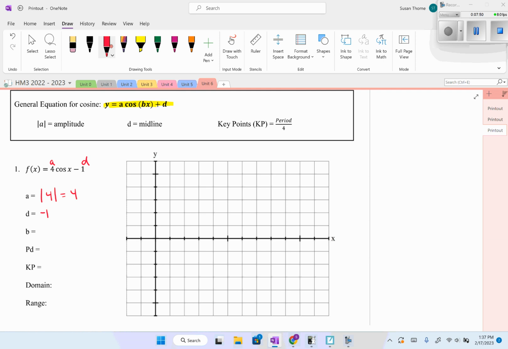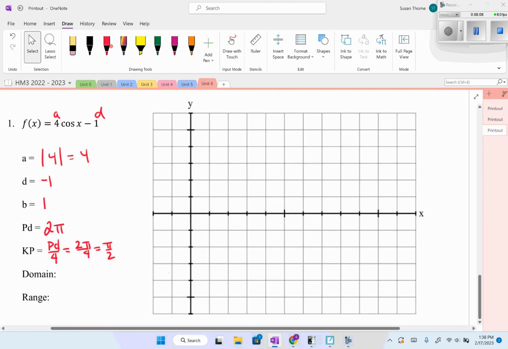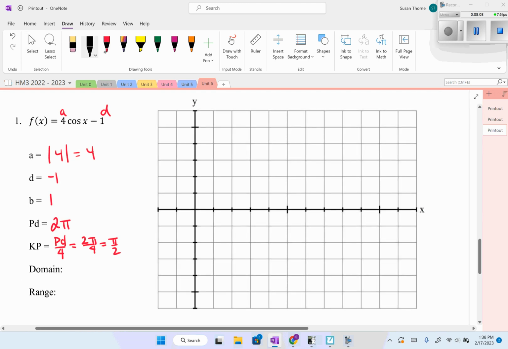And then remember, we're not going to change our B value from 1 for right now, and that means we're not changing our period yet, which is still 2 pi. So to get the key points, it's the period divided into 4 equal parts. So 2 pi divided by 4 is pi over 2, which hasn't changed from our parent graph. And so again, whenever you're graphing these, I know it's repetitive right now, but I do want you to write down all these values.